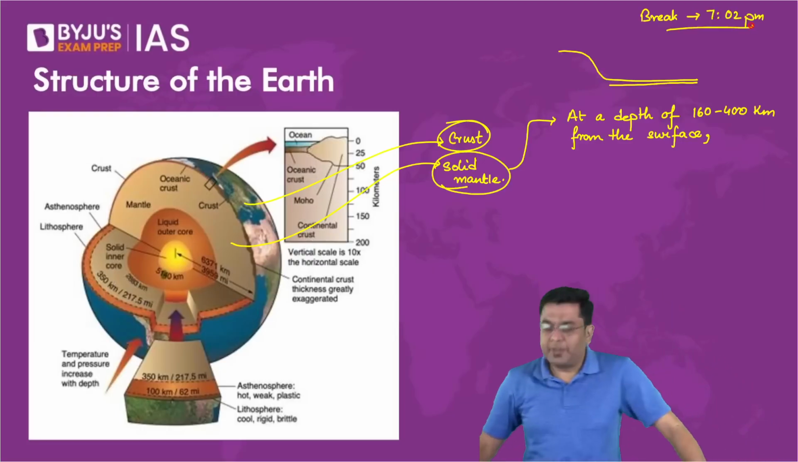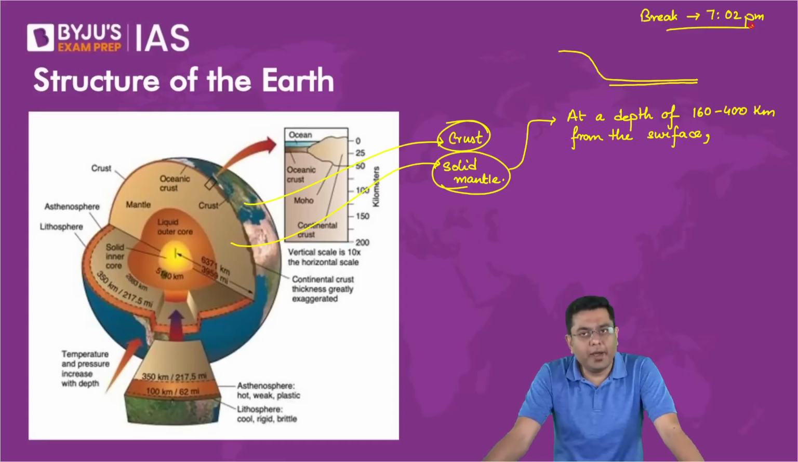Abdul, the theory that we have talked about right now about the formation of Earth, that is the accretion theory. Okay.